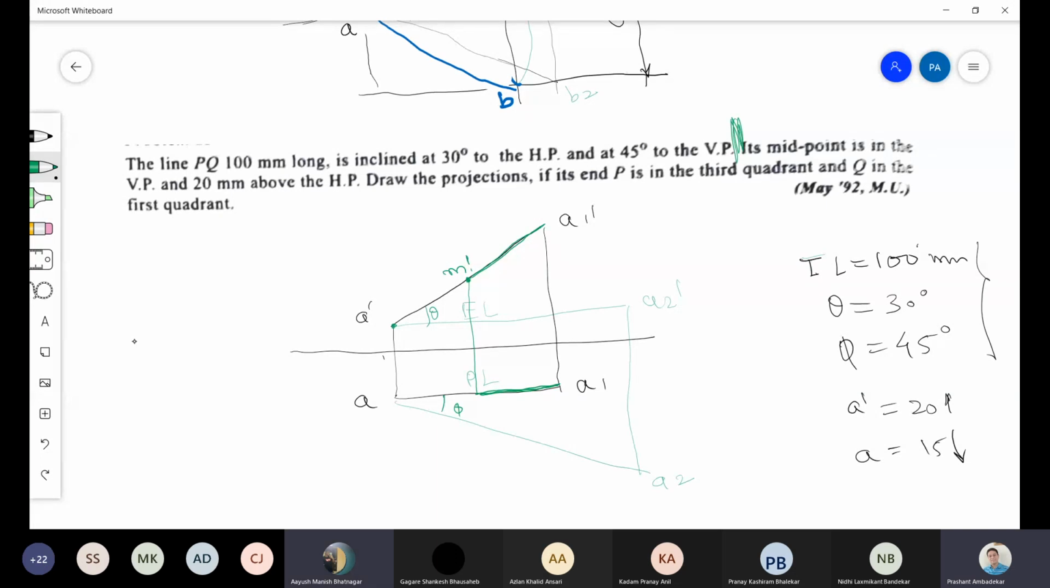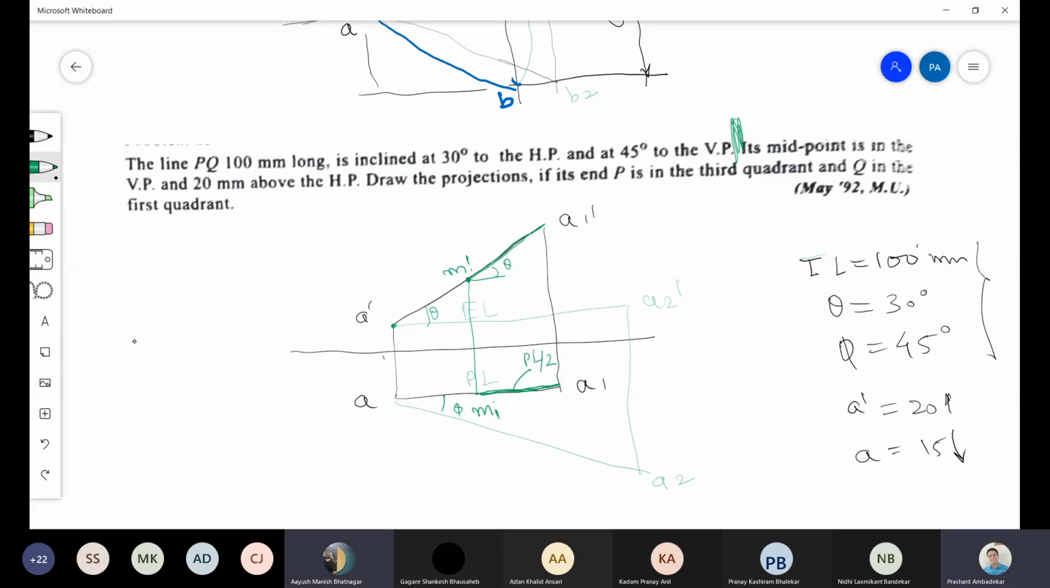Okay. Now, if I take a point here, M dash, and if I draw this, the angle remains theta. And this is projected here. So this will be M dash, M1 or M. Now, how much will this length be? This will be plan length divided by 2. Did you get this?